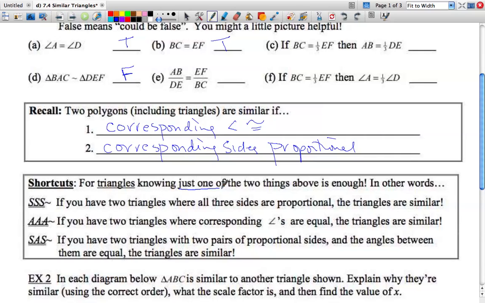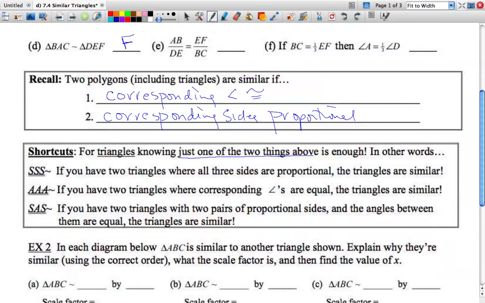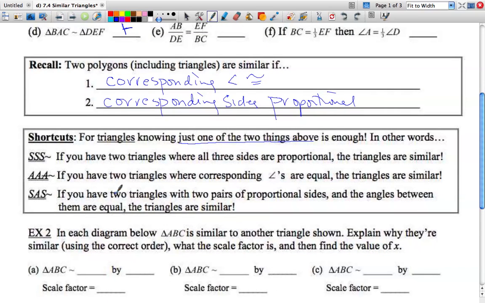Knowing just one of the two things above is just enough. In other words, SSS similarity says if you have two triangles where all three sides are proportional, the triangles are similar. Angle, angle, angle similarity says if you have two triangles where corresponding angles are equal, the triangles are similar. And side angle side says if you have two triangles with two pairs of proportional sides and the angles between them are equal, the triangles are similar.